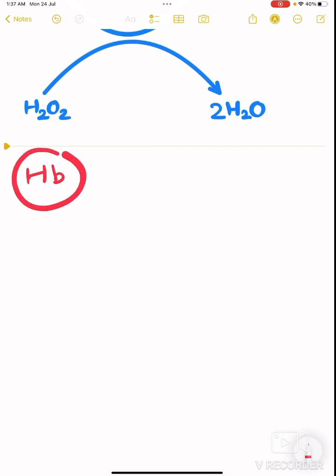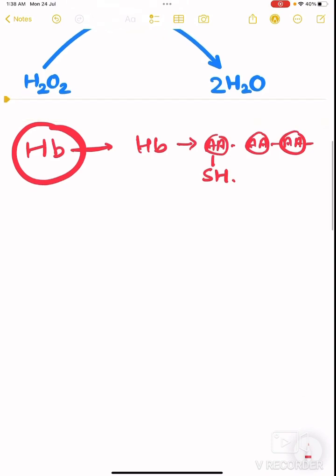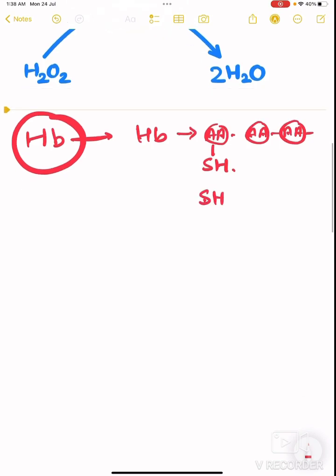We all know that in RBCs, hemoglobin is present. Now, we take out that hemoglobin. Hemoglobin is a protein molecule and proteins are composed of amino acids. Now, there are amino acids that contain an SH group. This is a hemoglobin molecule, a protein composed of amino acids, and a few of these amino acids contain SH groups. These SH groups are very important to understand why G6PD deficiency leads to anemia.